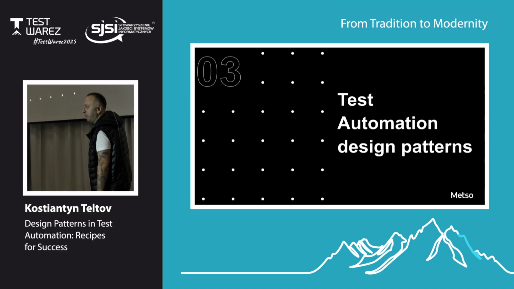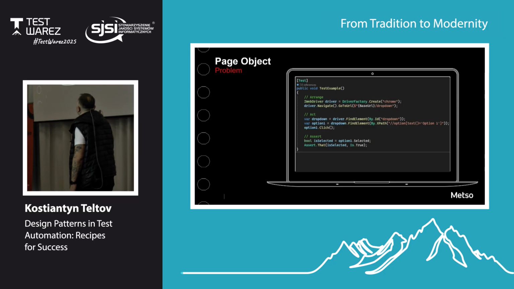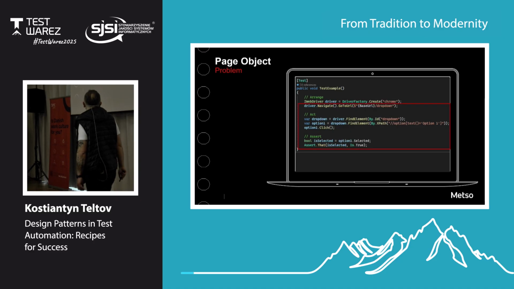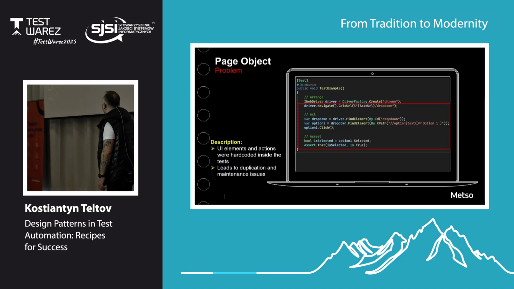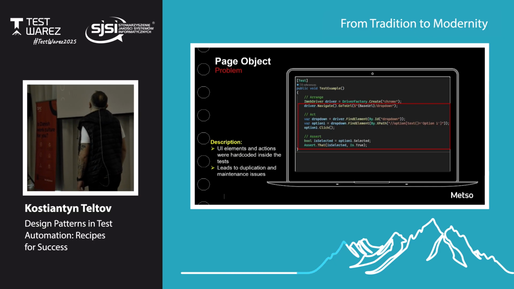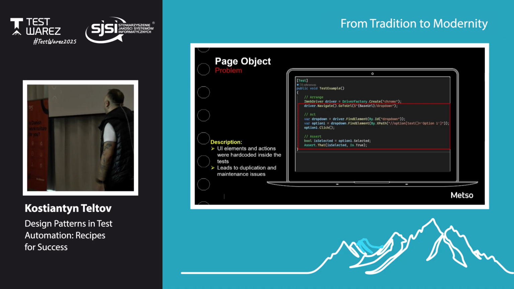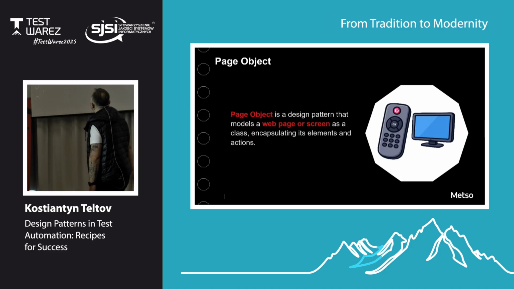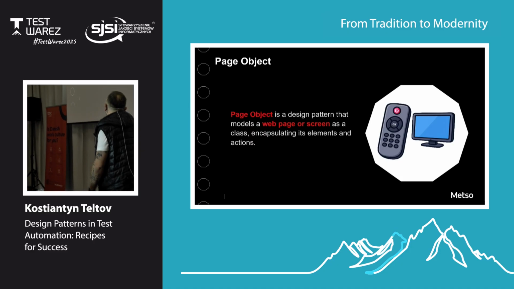But it's time to move to test automation patterns. Probably it doesn't need introduction. Almost everyone knows about this design pattern, but in general, I need to talk about it. The problem is we are hard coding our elements and actions inside of the test, and it leads to code duplication if, as an example, we decide to reuse it in some other tests. And yes, the page object design pattern models our web page and our web elements.